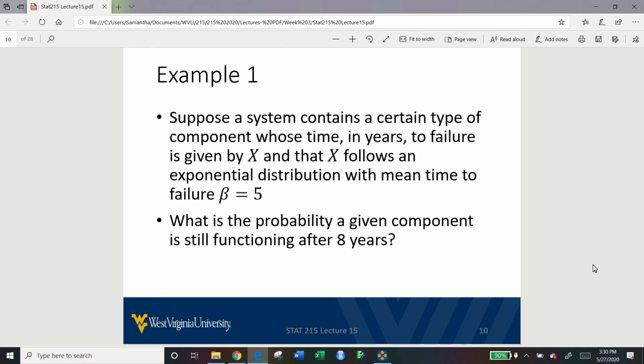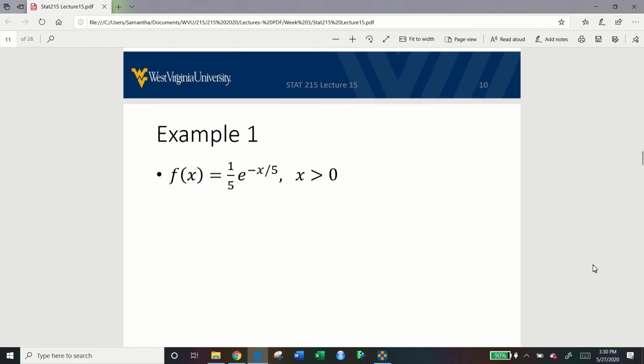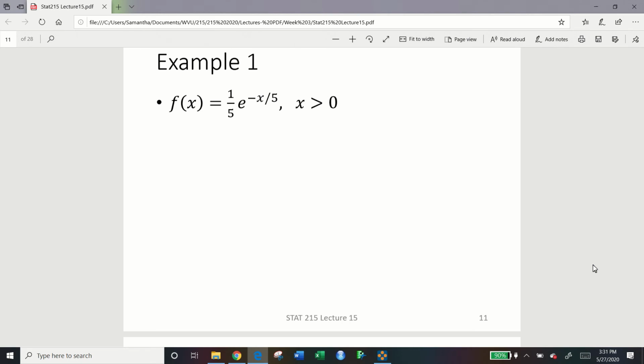Suppose a system contains a certain type of component whose time in years to failure is given by X, and that X follows an exponential distribution with mean time to failure β = 5. What is the probability a given component is still functioning after 8 years? By plugging into our PDF for the exponential function, we have f(x) = (1/5) e^(-x/5), where x is greater than 0.